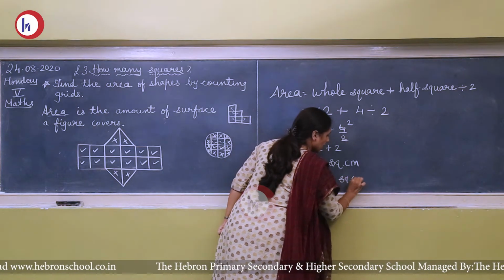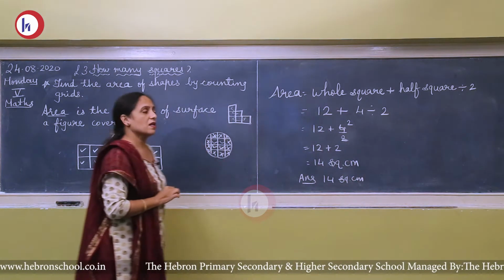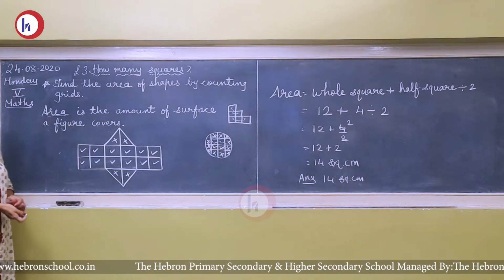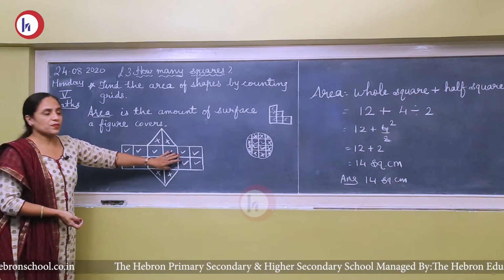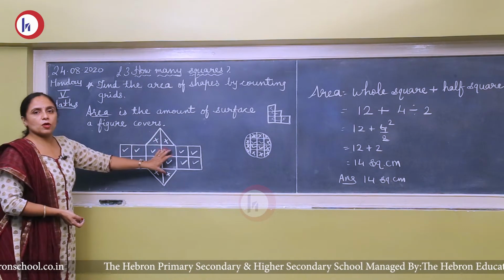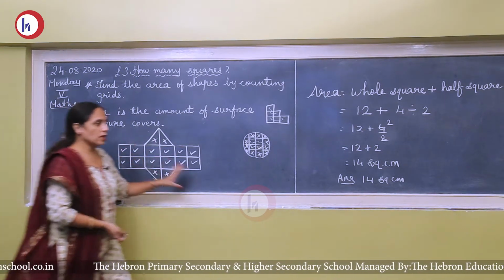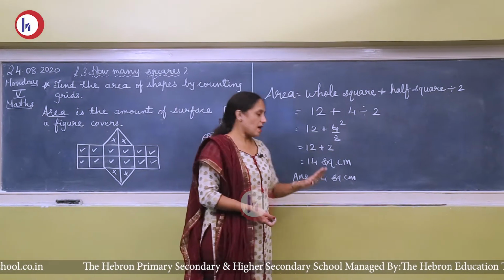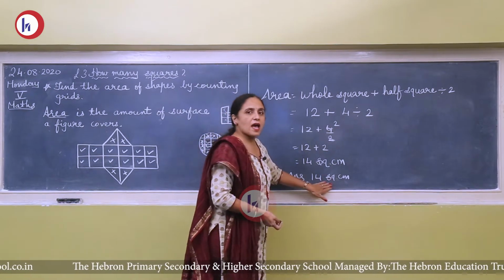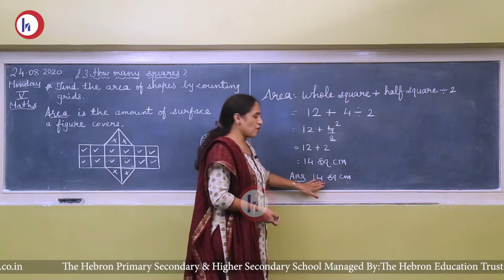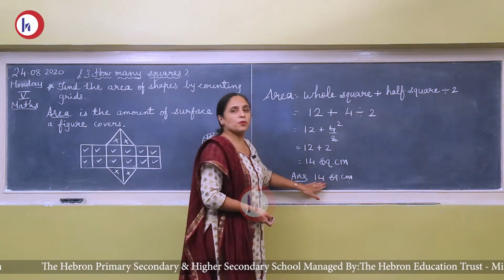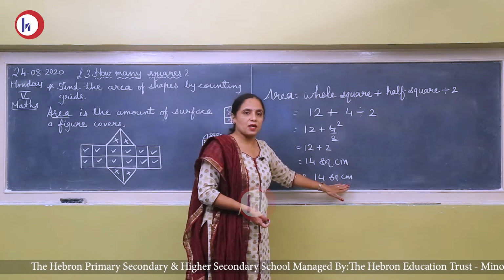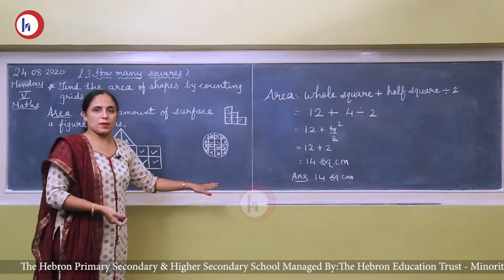We cannot write here 14 centimeter because it is area. In area we found the squares. How many squares are there in this figure? The amount of surface of square. So here we will write in area 14 square centimeter. If you write 14 centimeter, that means your sum is wrong. You have to write 14 square centimeter. Now come on, we will see now in the graph paper.